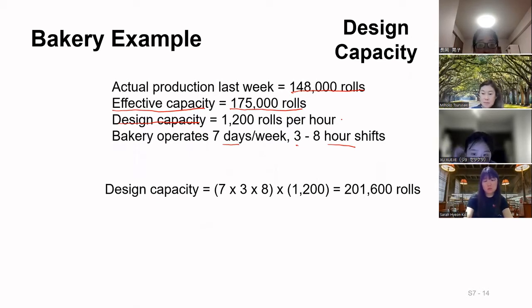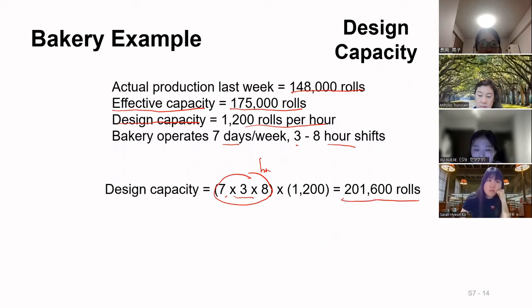So the design capacity is 7 × 3 × 8 × 1,200. Why? Because 1,200 is how much they can produce an hour, and this is the number of hours per whole week: 7 days times three shifts, times 8 hours for every shift. So 201,600 rolls. That is the design capacity.